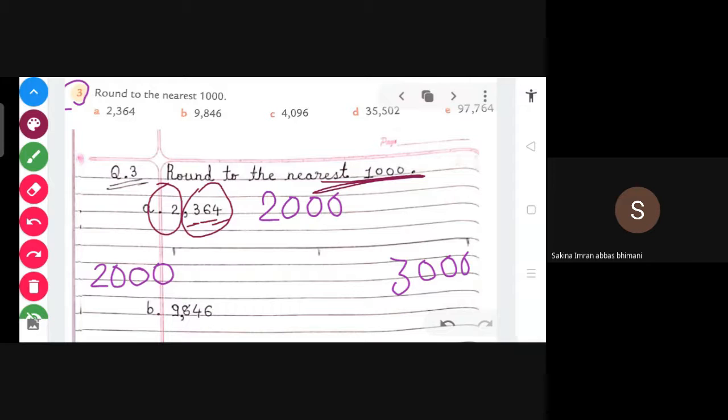Thousands place, you have to see. So here at thousands place, 2 is written. It means from before, the number 2000 is the nearest number which is a multiple of 1000.